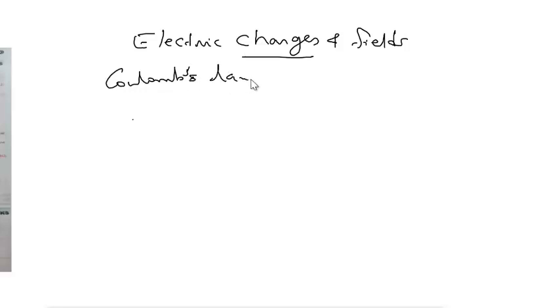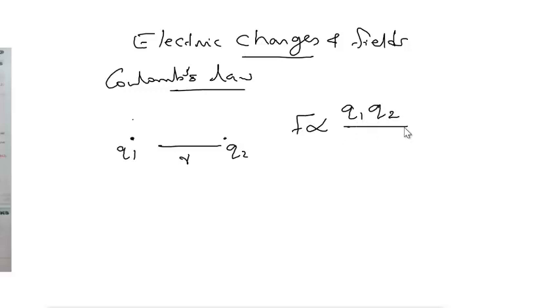In Coulomb's law, if we consider two charges, Q1 and Q2, separated by a distance r, then the force between the charges is directly proportional to the product of their charges and inversely proportional to the square of the distance between them. So F is proportional to Q1 Q2 by R square. To change the proportionality sign, we multiply with a constant, that constant is 1 by 4 pi epsilon 0. So F equals 1 by 4 pi epsilon 0 Q1 Q2 by R square. What is this 1 by 4 pi epsilon 0? I told you it's a constant.